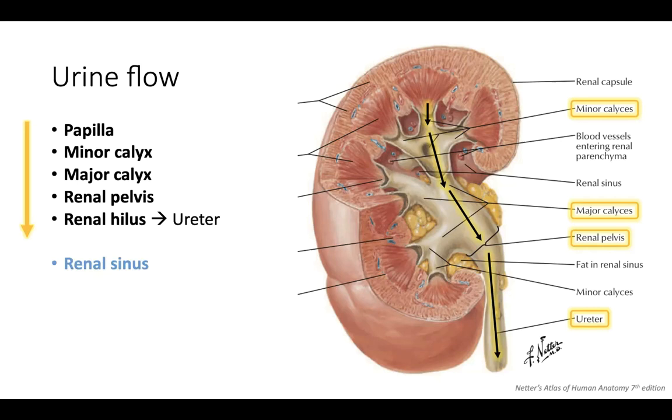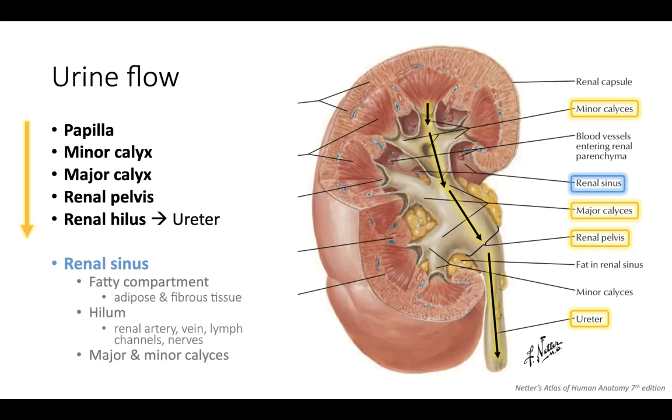And then finally, we have the renal sinus. So this is really more of an area rather than one single part. So it is a fatty compartment, and it contains the hilum as well as the major and minor calyces we mentioned. So overall, it's this whole area shaded in blue, minus that renal cortex and medulla. And that is all.